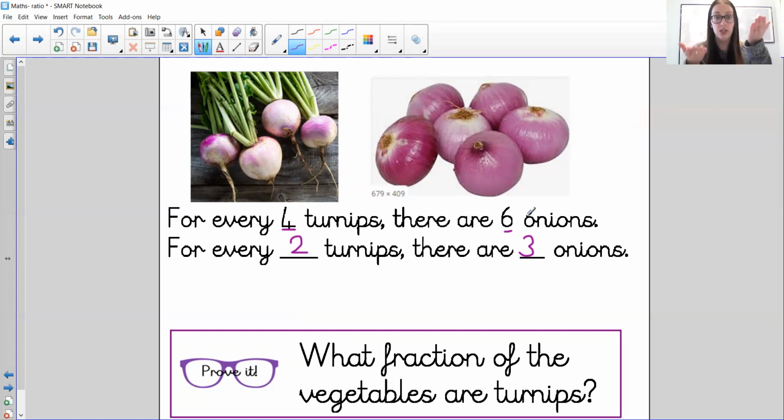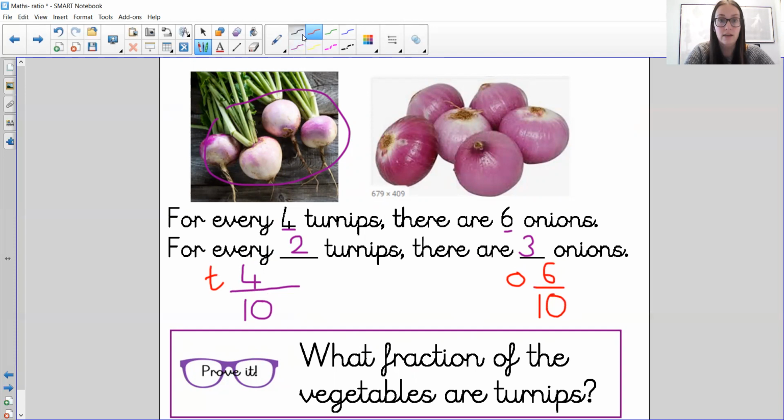Okay, so with the ratio, you have to keep the quantities the same. So whatever you do to one side, you have to do to the other, a little bit like when we're looking at fractions and we are simplifying them or finding equivalent fractions. You've got to keep those proportions the same. Right, let's prove it then. What fraction of the vegetables are turnips? Well, there are how many? There's 4. Out of how many vegetables? Out of 10, if we count all of them. So 4 out of 10, so 4/10 of the vegetables are turnips. Let's change colour. Let's put a T for turnip. What would the onions be then? If the turnips are 4/10, the onions would be the rest, so they would be 6/10.